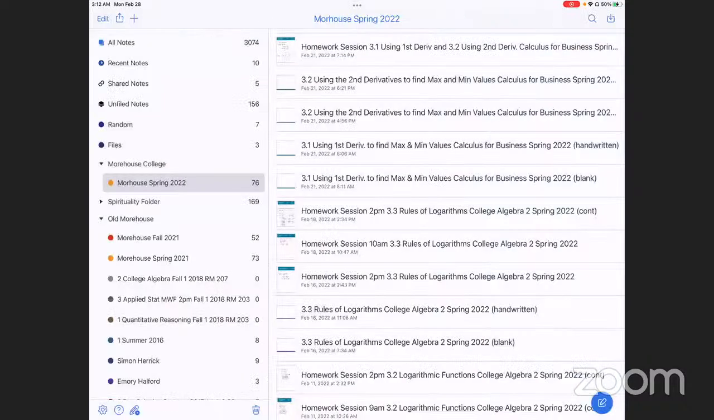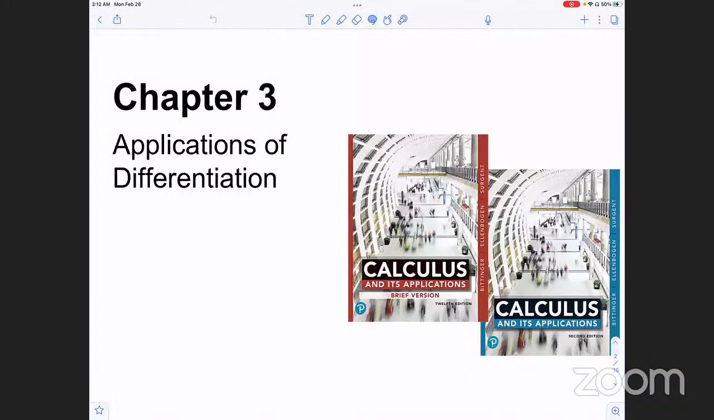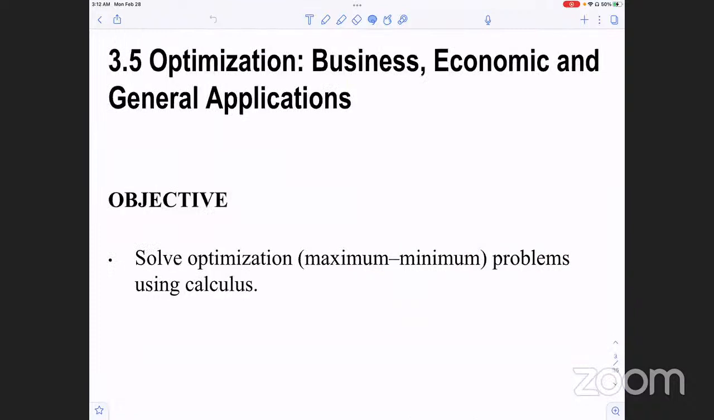Thanks, YouTube, beautiful mind here, and we're continuing our exploration of chapter 3 on applications of differentiation. And so here we're going to be looking at section 3.5, optimization in business, economic, and general applications. The main objective here is that we'd like to solve optimization using max and min problems using calculus.